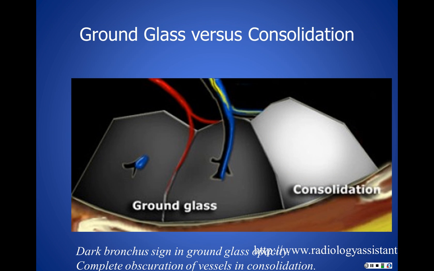Famous question: ground glass versus consolidation. Okay, so this is consolidation. Architecture is distorted. You cannot see things through and through. But in ground glass, architecture is maintained and you can see the structure through and through. That means ground glass opacity. Very simple. Okay?